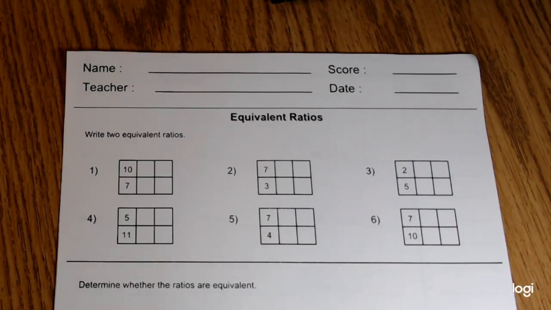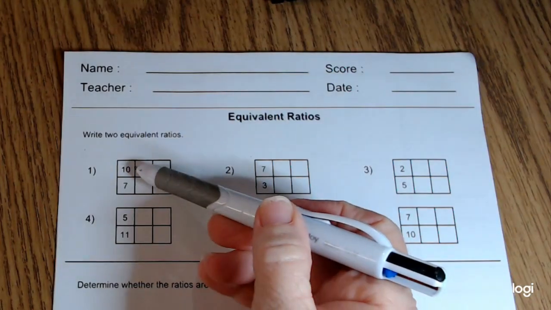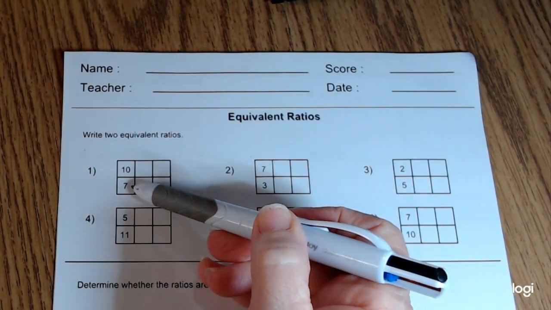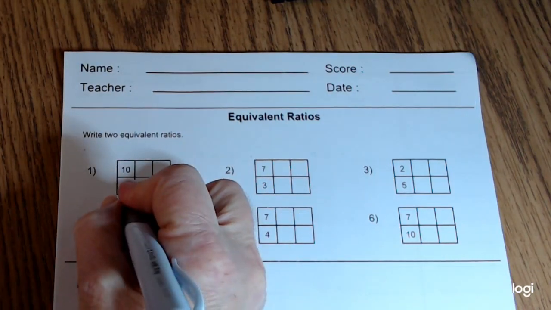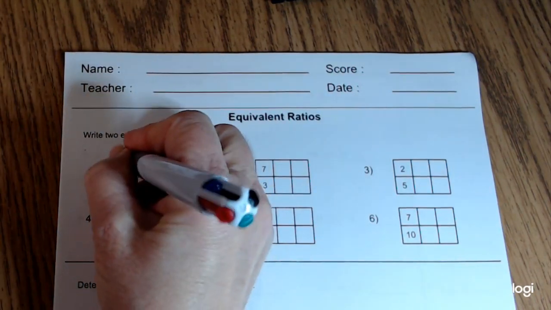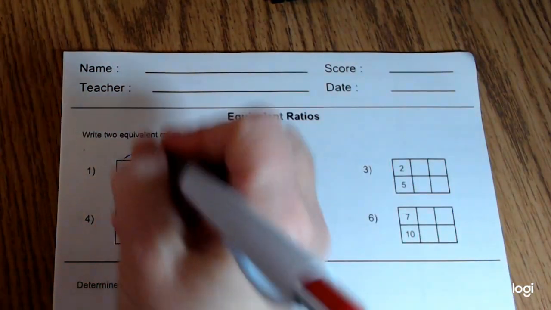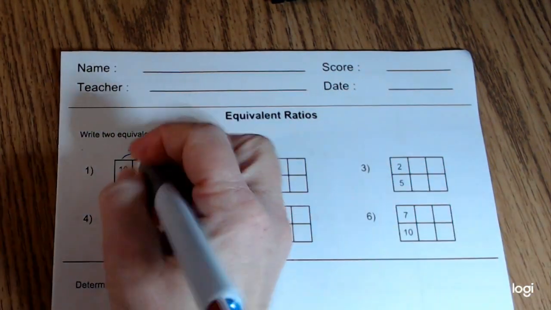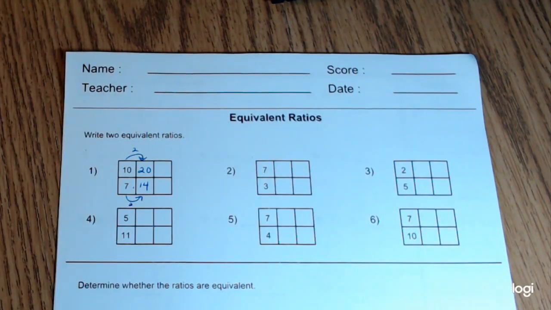You'll notice that it says we're going to write some equivalent ratios at the top. We have a ratio here of 10 to 7. In order for us to make an equivalent ratio, remember how we would make these arrows and multiply by the same thing. Well, for the first one, I'm going to multiply by 2, and if I do that, then I'm going to have a ratio of 20 to 14.